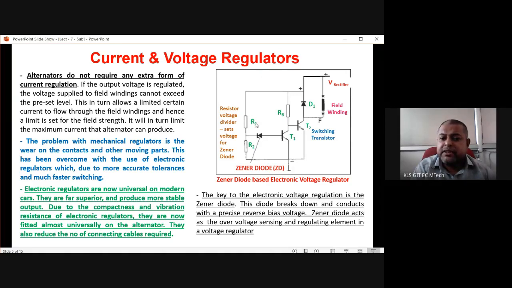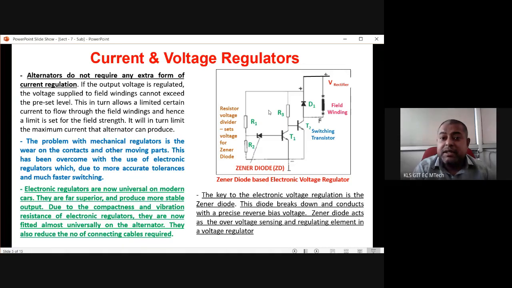So what is the voltage across R2? It is V rectifier into R2 divided by R1 plus R2, and that voltage we have to set the same as the cathode voltage of the Zener diode. So V rectifier is getting divided across R1 and R2. What is the voltage at this point, the cathode of the Zener? It is V rectifier into R2 divided by R1 plus R2, and we have to set that the same as the Zener voltage of this Zener diode. So whenever this voltage, V rectifier into R2 divided by R1 plus R2, is higher, this triggers the Zener diode to switch on.